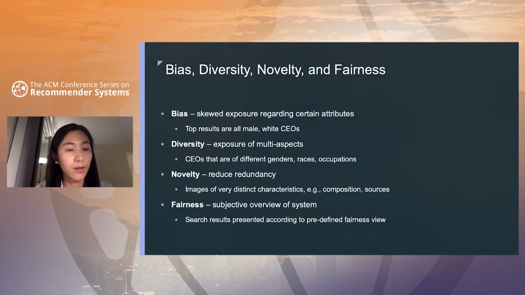Search results can be presented according to different fairness definitions. Because we have different definitions of fairness, fairness is really a subjective matter. In terms of the relationships between bias, diversity, novelty, and fairness, we think of fairness as one way to counteract bias. And actually it has been shown that diversity and novelty can help improve fairness, and fairness can also help to boost diversity and novelty, but they are not necessarily the same because the goals are different.